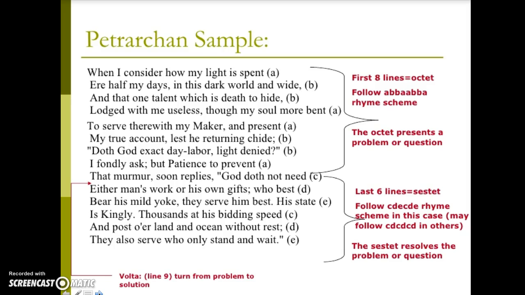Next, you'll see that the last 6 lines are called a sestet. It's followed by the C-D-E rhyme scheme in this case. Some other ones will follow C-D, but this time it follows C-D-E. And the sestet revolves around a problem or a question. Once again, in a moment, you'll see a question asking what the problem or the issue is in this particular poem. I'd like you to take a moment, pause this video, and think about that when you read this particular sonnet. And remember the volta, which is line 9, turns from the problem to the solution. So I want you to take note of that as well.